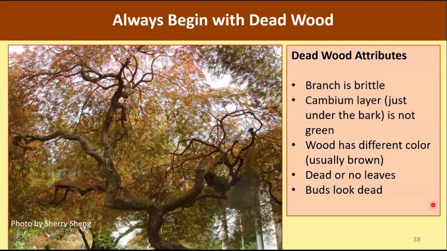Well, how can you tell dead wood from healthy ones? These are the dead wood attributes. The branch is brittle. If you scrape the surface, you can see the cambium layer is not green. The wood has a different color, usually darker brown. You see only dead leaves or no leaves, and the buds look dead.